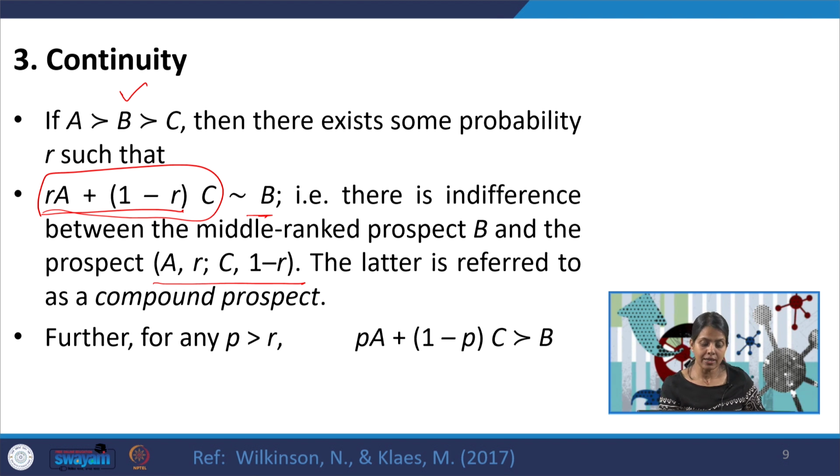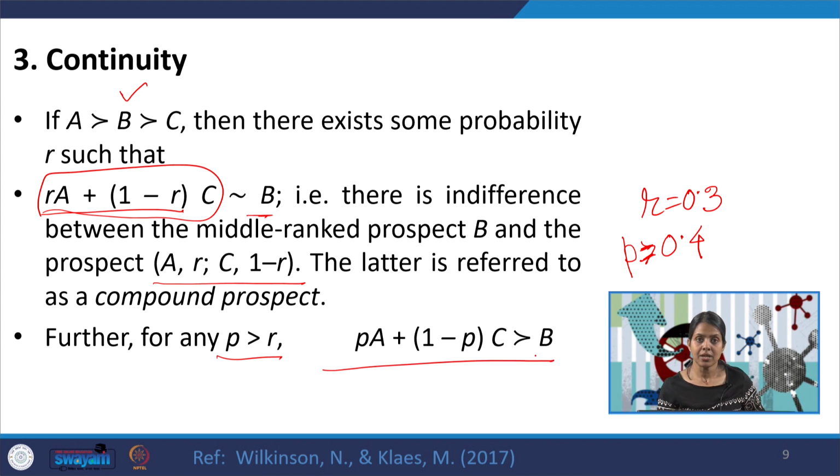Further, for any P which is greater than R, suppose R takes a value of 0.3, then any P which is greater than R, say P is equal to 0.4, then what it says is that P A plus 1 minus P C should be strictly preferred to B. So, as the probability of this compound prospect increases, then earlier it was indifferent, but it should not remain indifferent anymore, it should be strictly preferred to B.